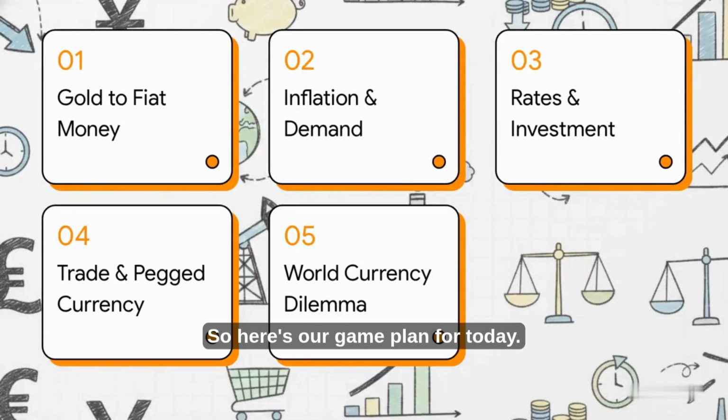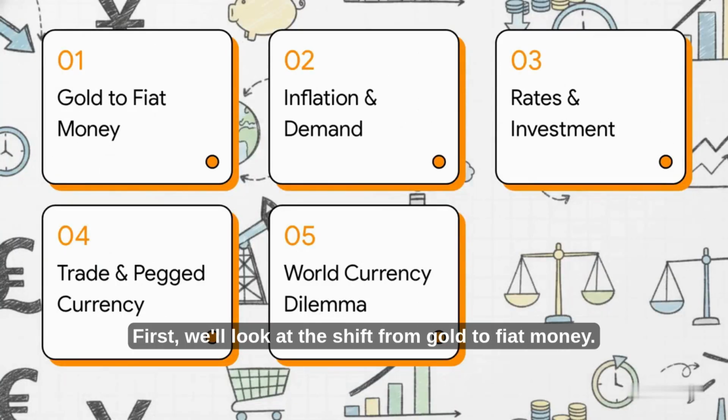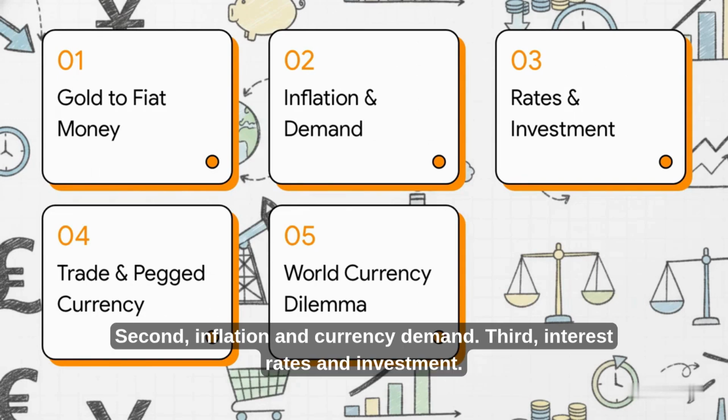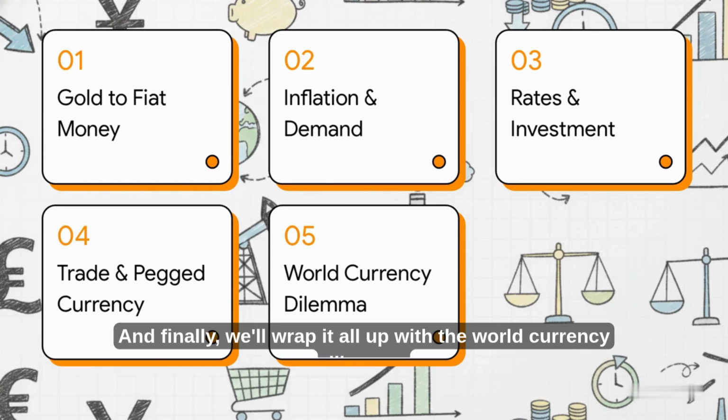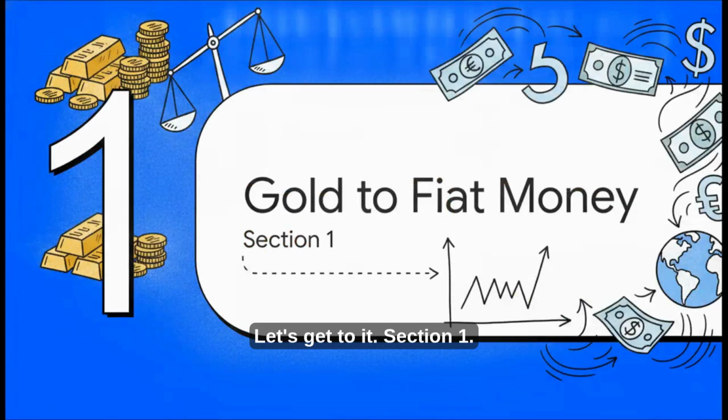So here's our game plan for today. First, we'll look at the shift from gold to fiat money. Second, inflation and currency demand. Third, interest rates and investment. Fourth, global trade and pegged currencies. And finally, we'll wrap it all up with the world currency dilemma. Let's get to it. Section 1.